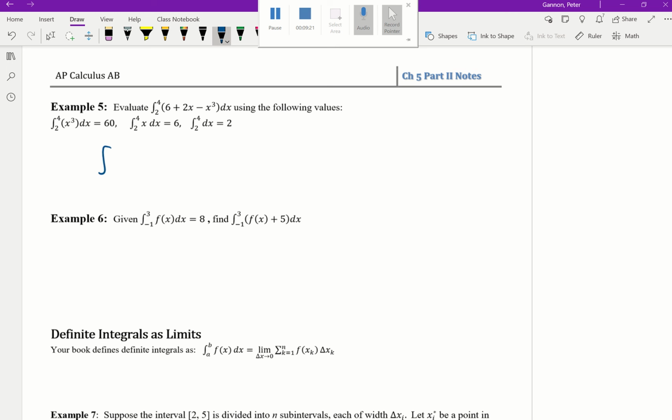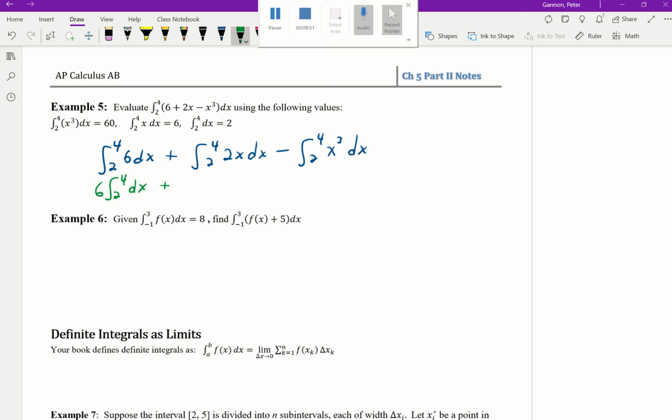So we could have the integral from 2 to 4 of 6 dx plus the integral from 2 to 4 of 2x dx minus the integral from 2 to 4 of x cubed dx. Now, one of the things you'll notice is we don't have 6 dx here. So what you can always do with integrals is pull out the constant. So I can think of this as 6 times the integral from 2 to 4 of dx.